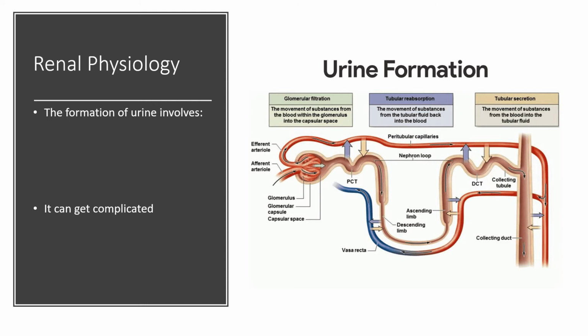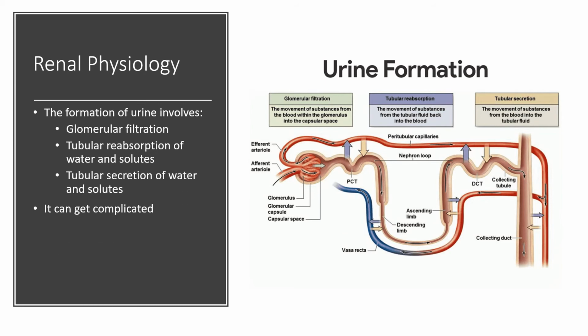Renal physiology can get kind of complicated, but in order to keep it simple, the formation of urine involves glomerular filtration. So you have blood which enters the glomerulus through the afferent arteriole, is filtered at the glomerulus, and then it comes out of the glomerulus through the efferent arteriole into the peritubular capillaries. You also have tubular reabsorption of water and solutes, and you have tubular secretion of water and solutes.